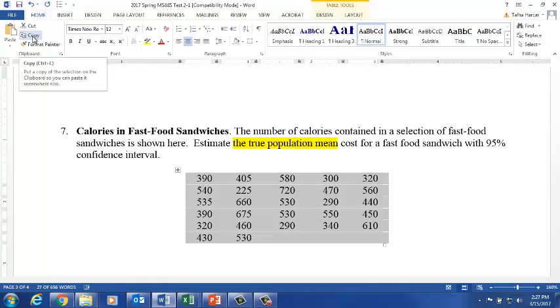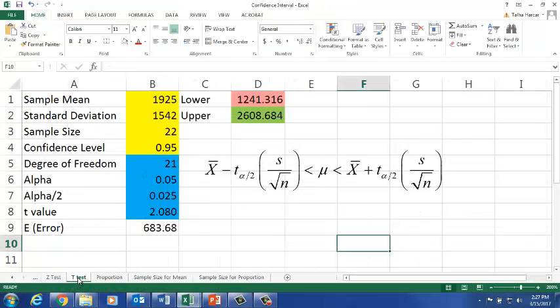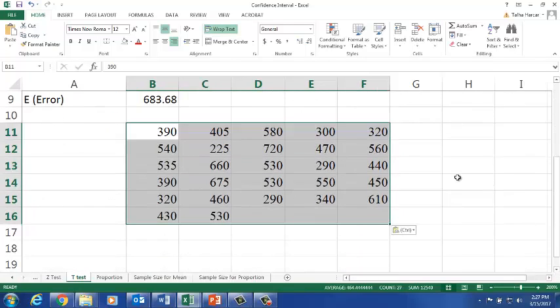Before I use the t-test, I need to copy this data. So let's go back to the t-test. I decide on the t-test because I'm looking for the mean, my sample size is less than 30, and I don't know the standard deviation of the population. So now I need to know the sample mean and the standard deviation of the sample. Let me just copy and paste. So this is my sample.